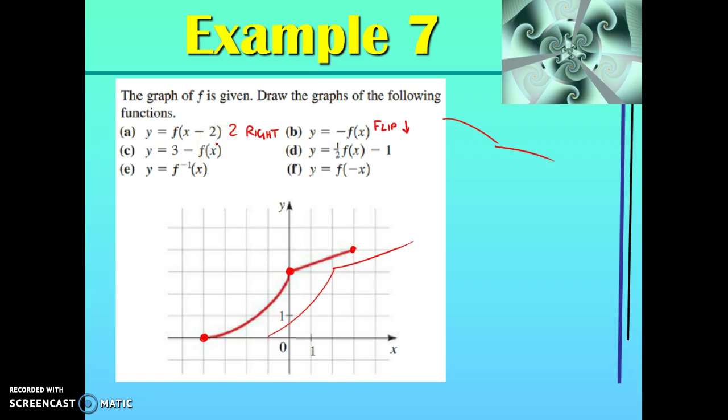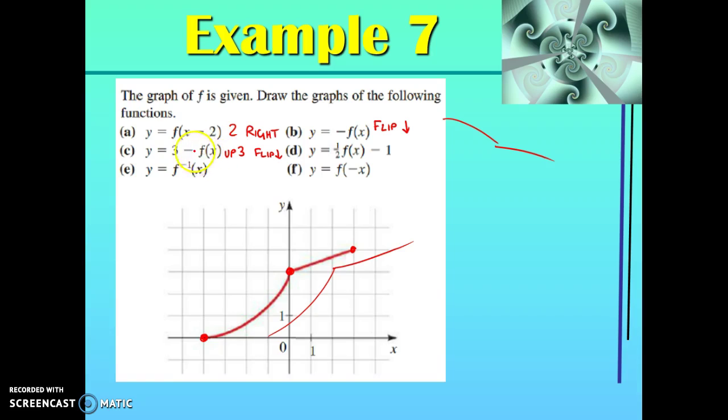3 minus is a 2-prong attack. This 3 is going to cause it to go up 3. This minus is going to cause a flip. So again, that's up 3, and then it's going to flip down. You do it in the order that you would evaluate the function.